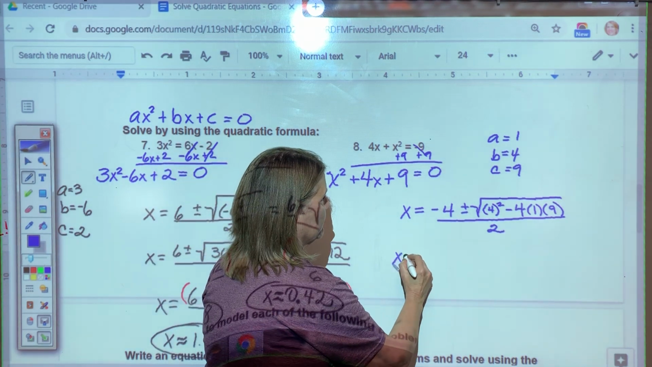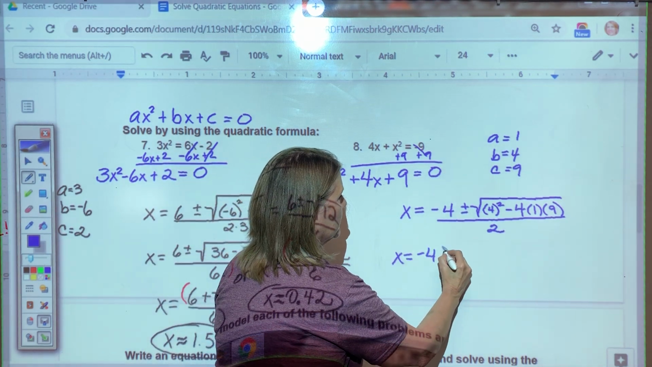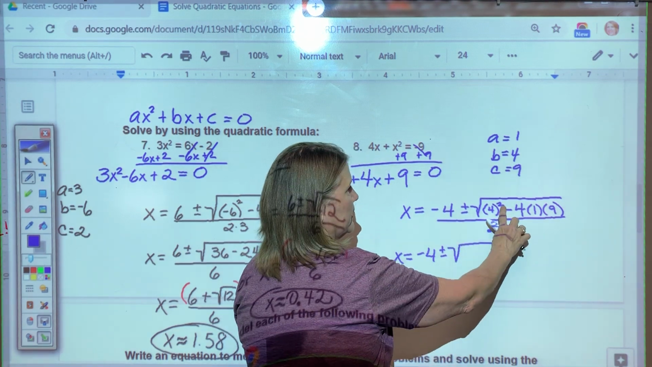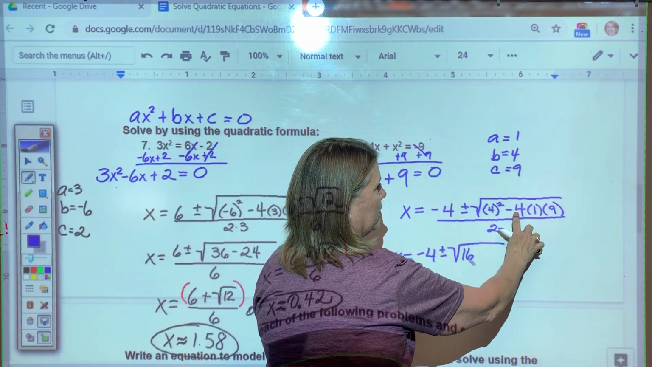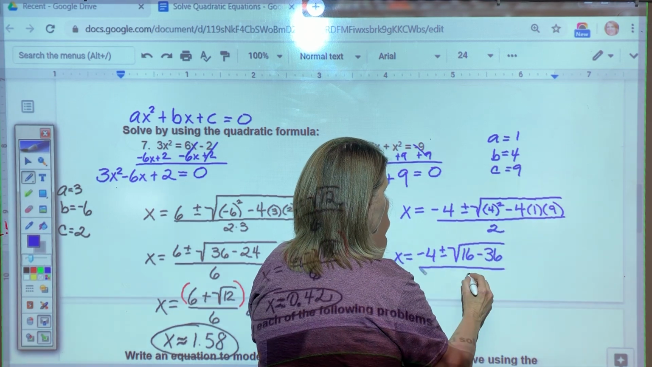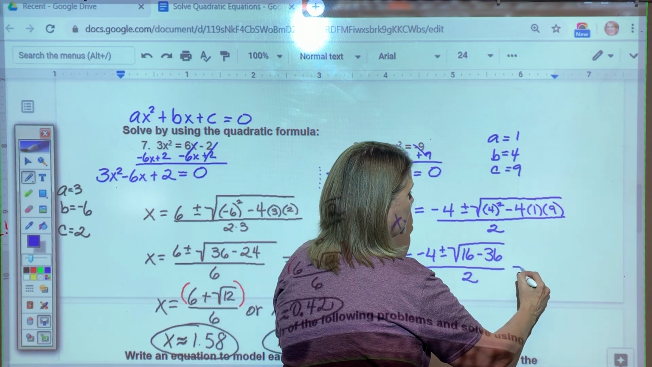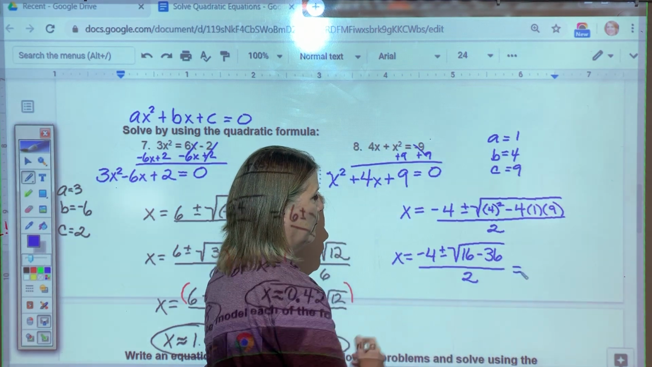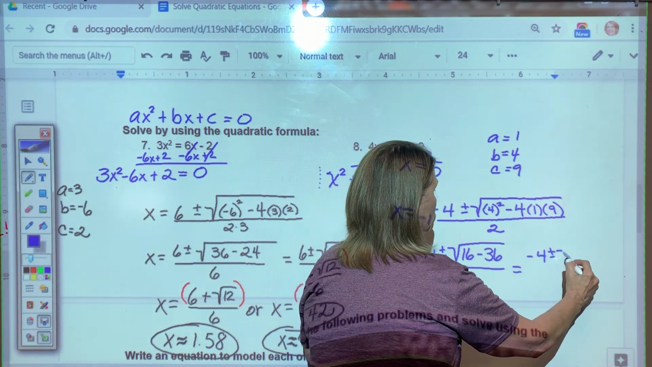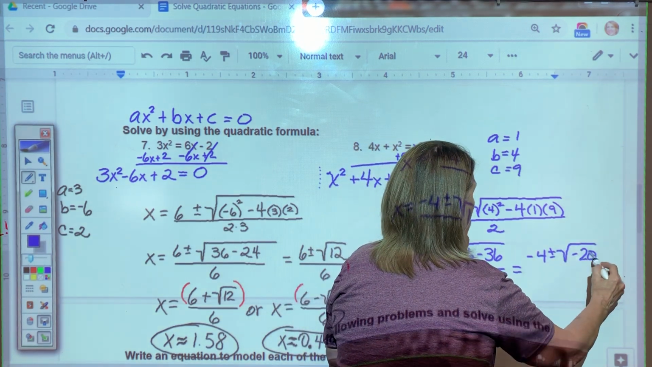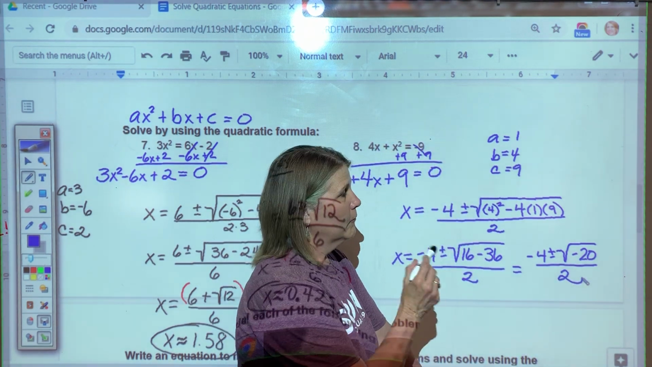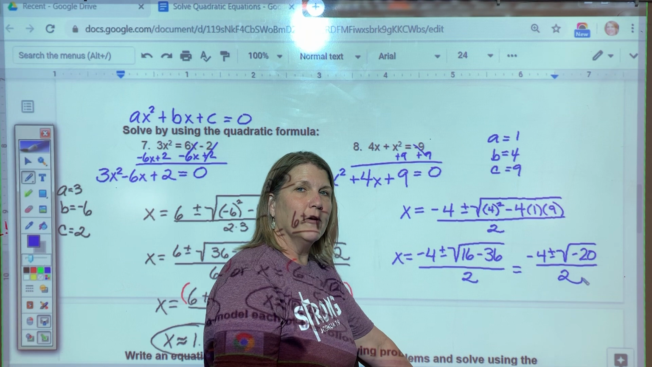So x could be equal to negative 4 plus or minus, and now we're going to simplify underneath the radical. So that's 16 minus 36, all that over 2. Some of you may already see what's coming, or you did it on your assignment before, but this is going to end up being negative 4 plus or minus the square root of negative 20. And that ought to raise your eyebrow right there, because if you remember, you cannot take the square root of a negative value.